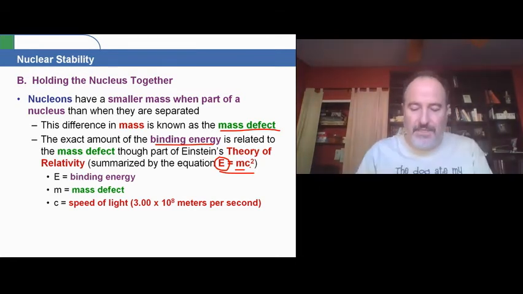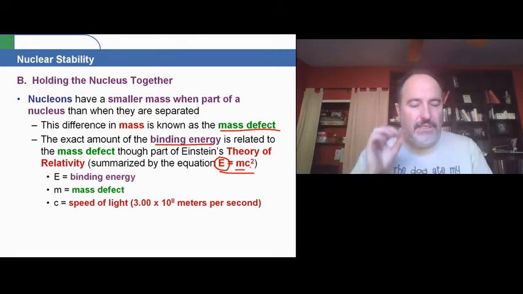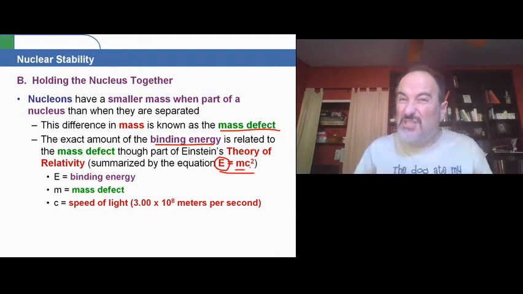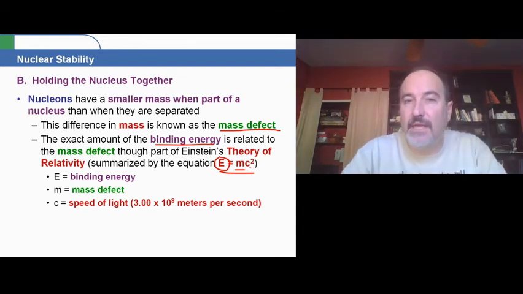Now, one way of thinking about it is that because the strong nuclear force is so strong, the particles go so fast when they come together that they are accelerated, parts of them at least, to the speed of light.